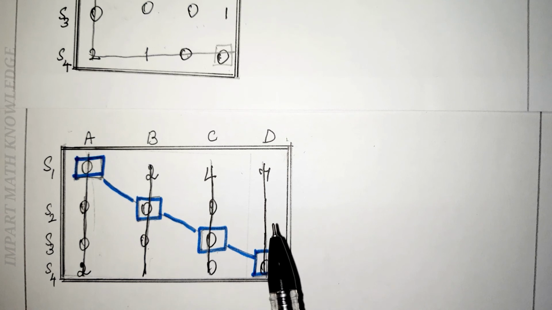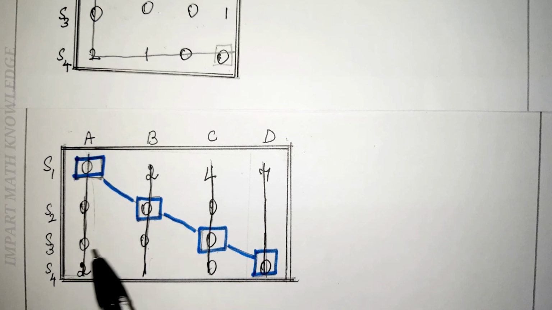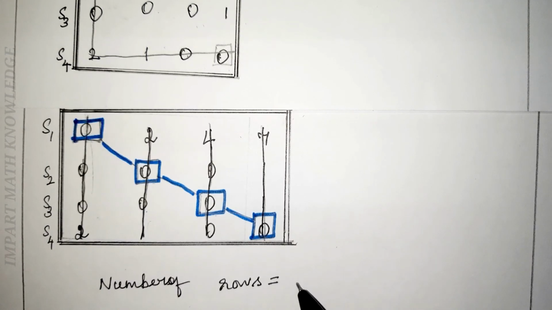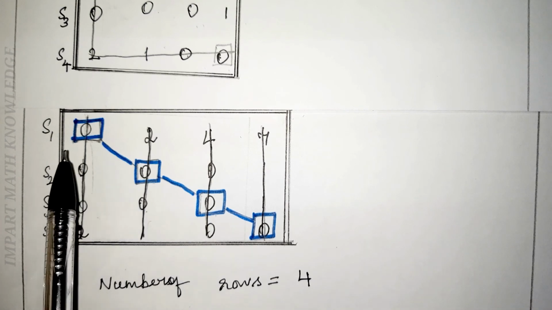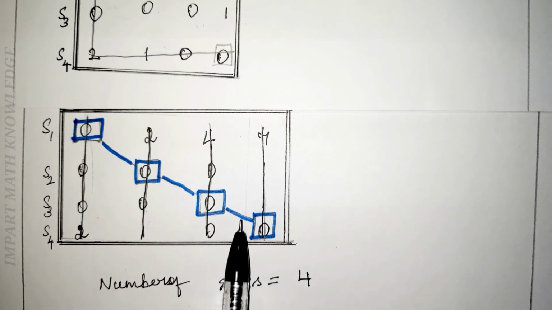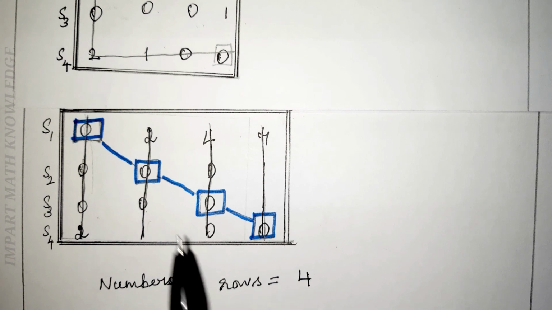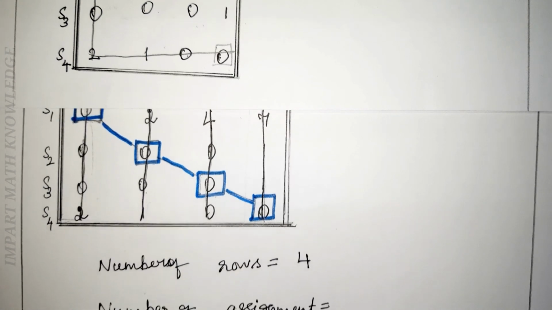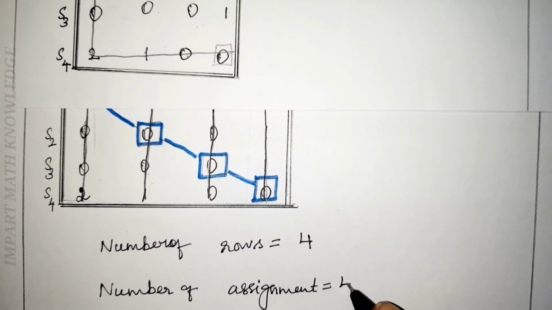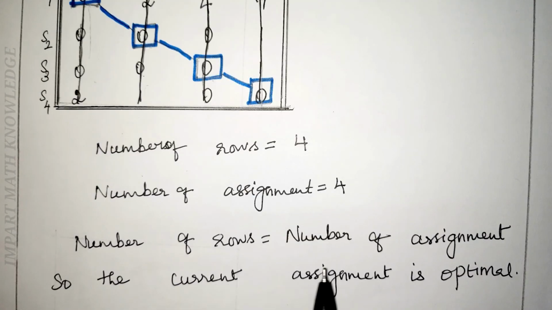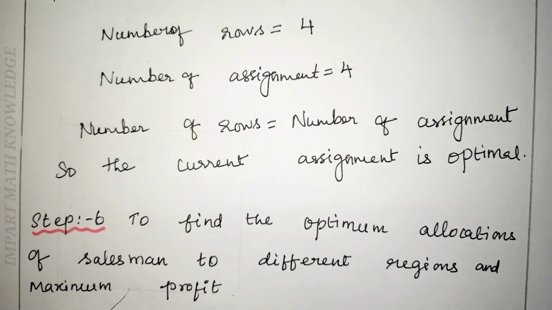After completing the allocations, you have to check all the zeros are covered with the lines or not. Here all the zeros are covered with lines. Next we have to check the number of rows is equal to number of assignment or not. Here the number of rows is equal to 4. The number of assignments 1, 2, 3, 4. The squared one is the assignment. The number of assignment is equal to 4. Since the number of rows is equal to number of assignments, the current assignment is optimal.